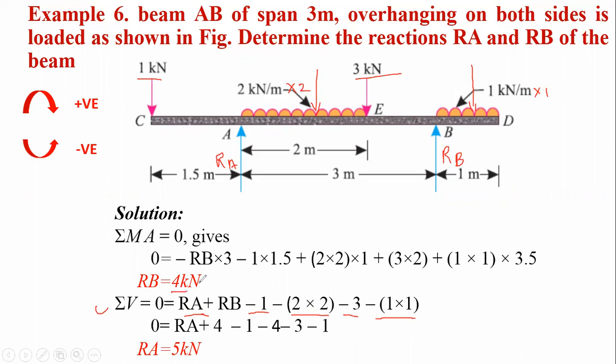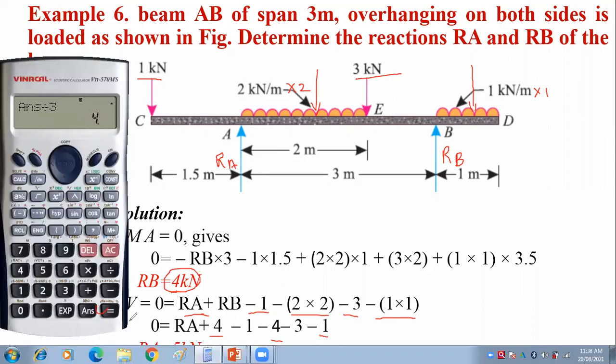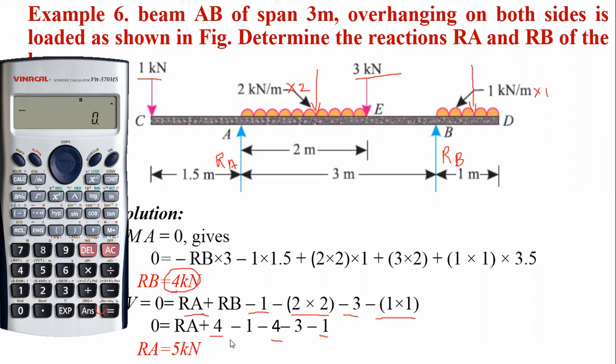Now as we know that your RB is 4 kilonewton, that's why I put this value plus 4 over here. Minus 1 as it is. Now 2 multiplied by 2 becomes 4 over here, and this 1 multiplied by 1 becomes 1 over here. Now let us simplify the terms. Put the values: first of all, 4 plus 4 minus 1 minus 4 minus 3 and minus 1. If you solve this one, you'll get minus 5.